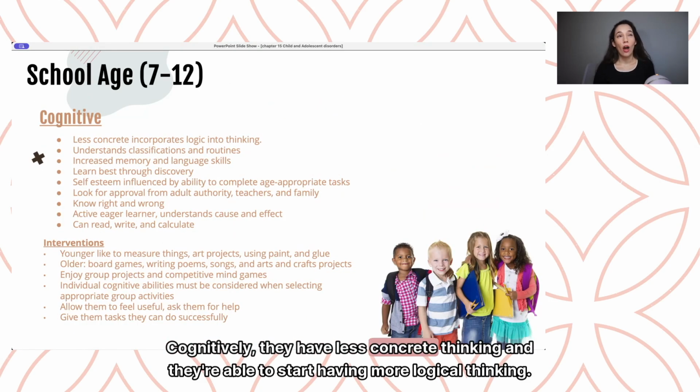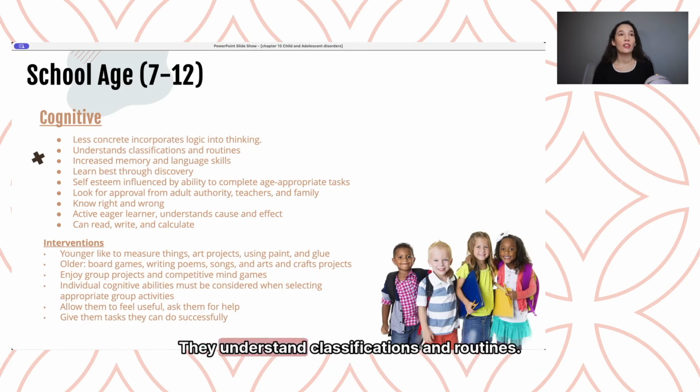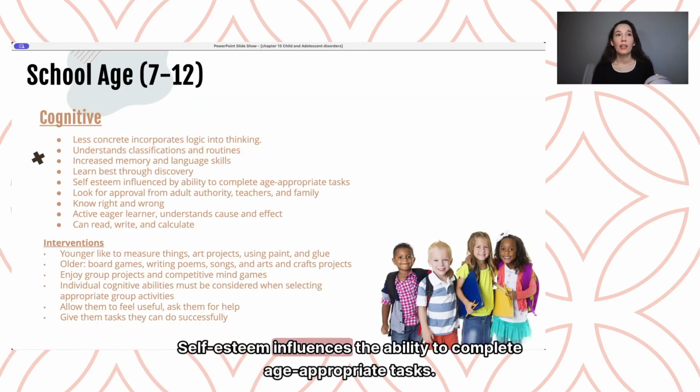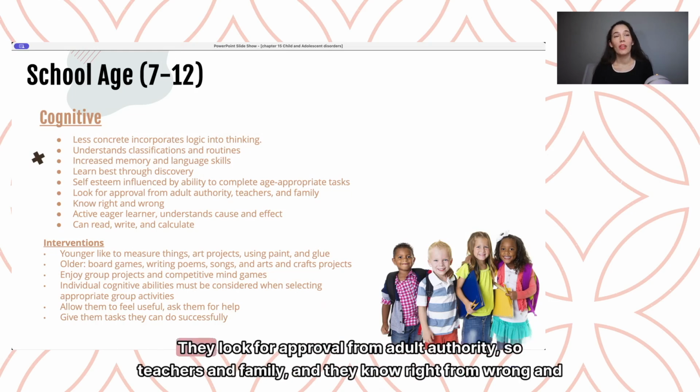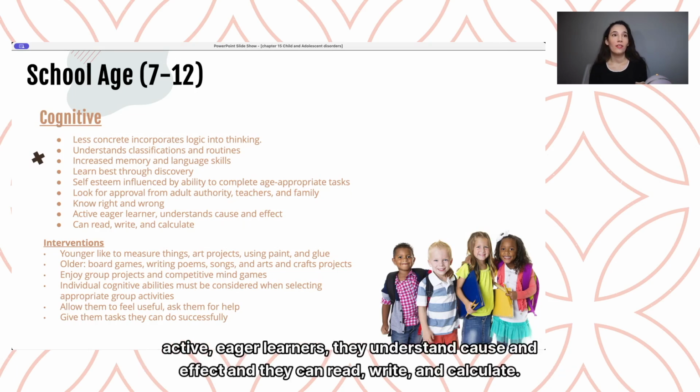Cognitively, they have less concrete thinking, and they're able to start having more logical thinking. They understand classifications and routines. They identify memory and language skills. They learn best through discovery. Self-esteem influences the ability to complete age-appropriate tasks. They look for approval from adult authority, so teachers and family. And they know right from wrong, and they're active, eager learners. They understand cause and effect, and they can read, write, and calculate.